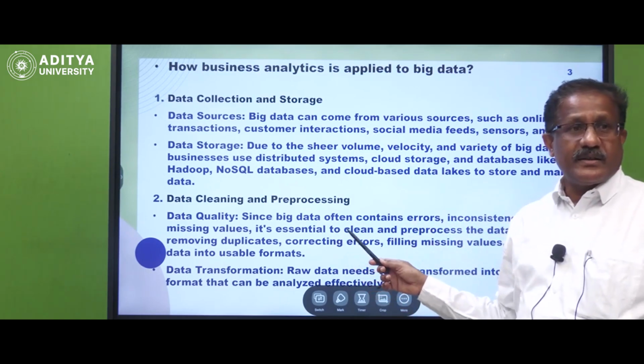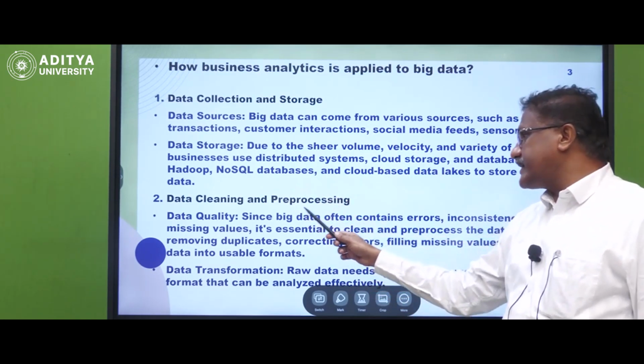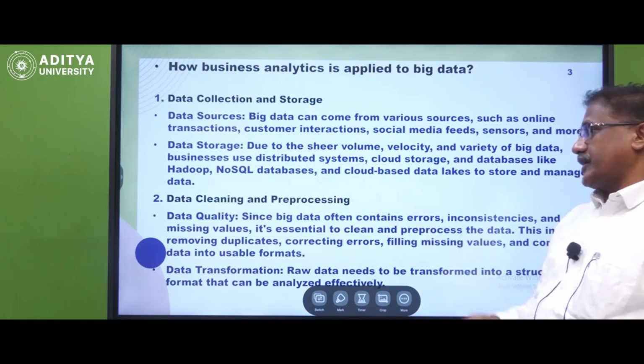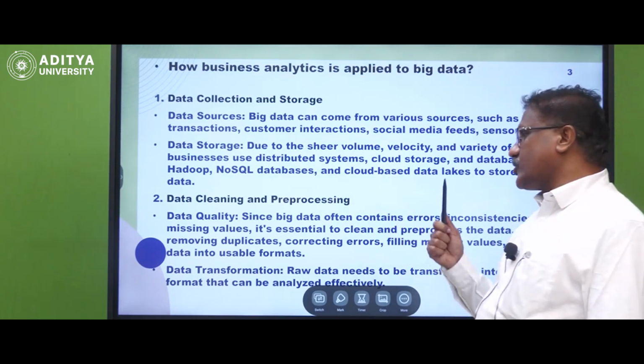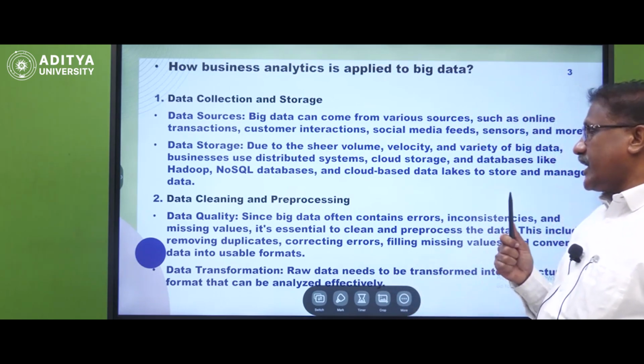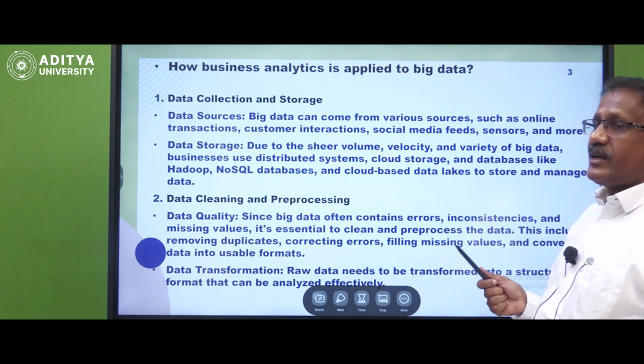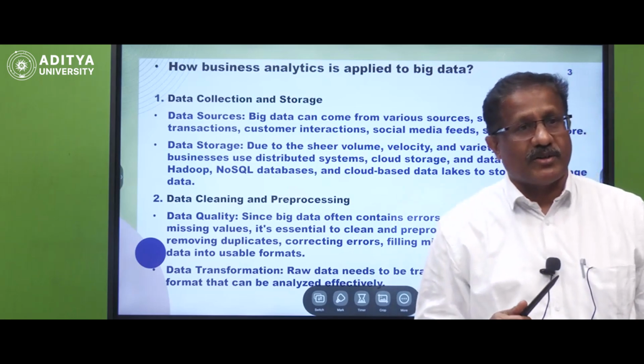What is the second point? Data cleansing and data pre-processing. What is data cleaning? The data is supposed to be of quality and has to be transformed at different levels so that the purpose can be served.